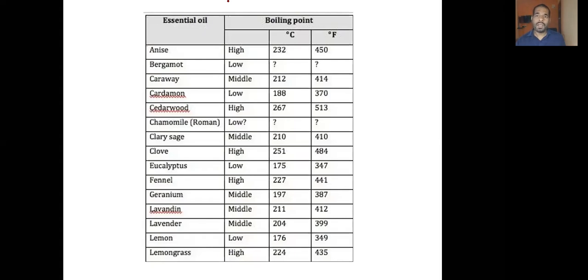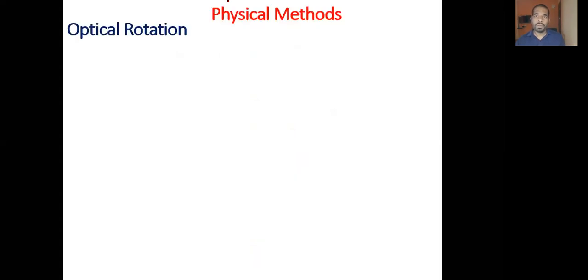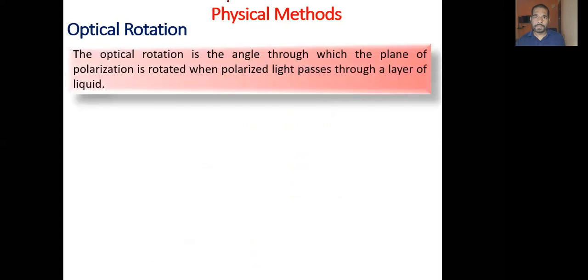Those have a high boiling point, while lemon oil and eucalyptus oil have a low boiling point. Okay, so that is about the melting point and the boiling point. Now next is optical rotation.